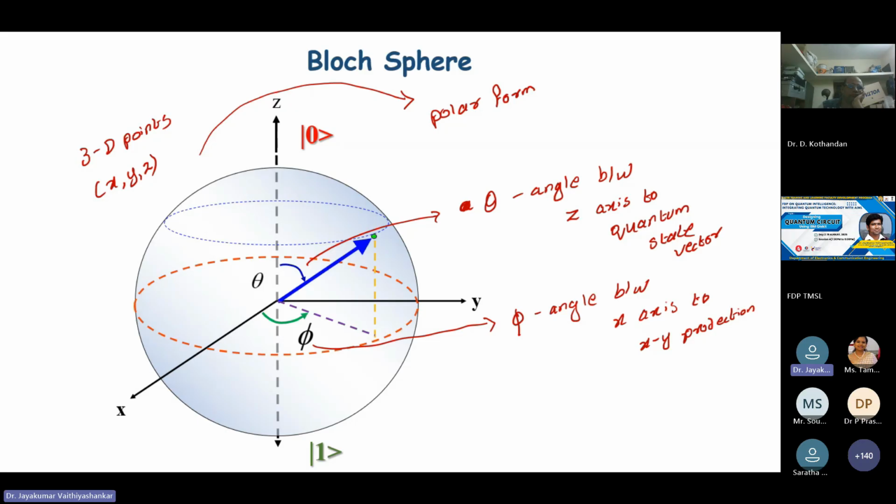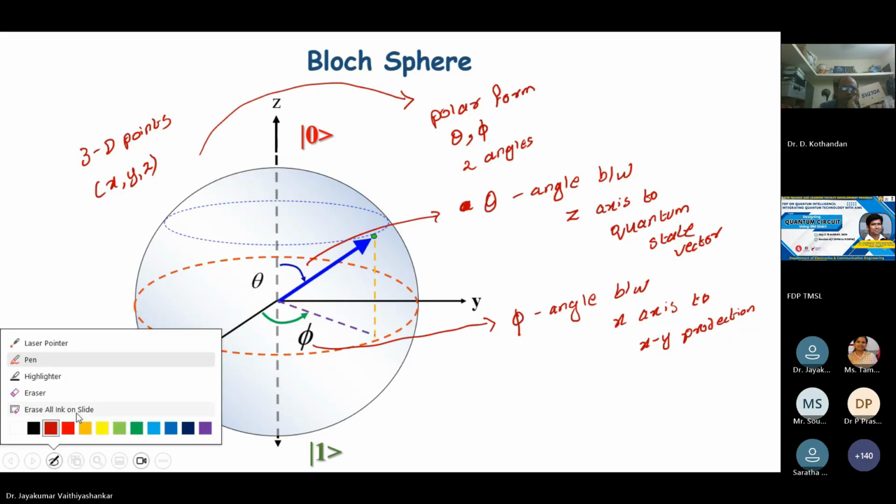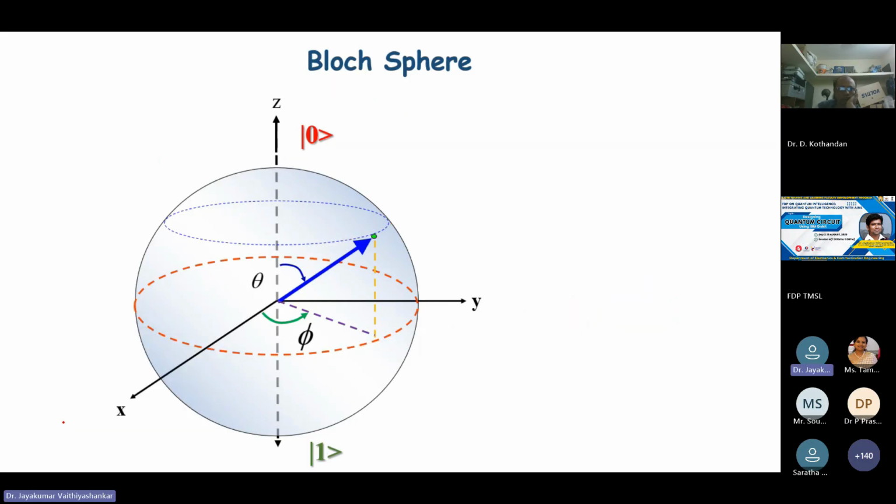So that is why we took a projection in both directions. By doing projection, we are able to get two angles. With the help of two angles, whatever we are able to describe with XYZ, we are able to describe with theta and psi. Right? I hope everyone is able to understand and follow.